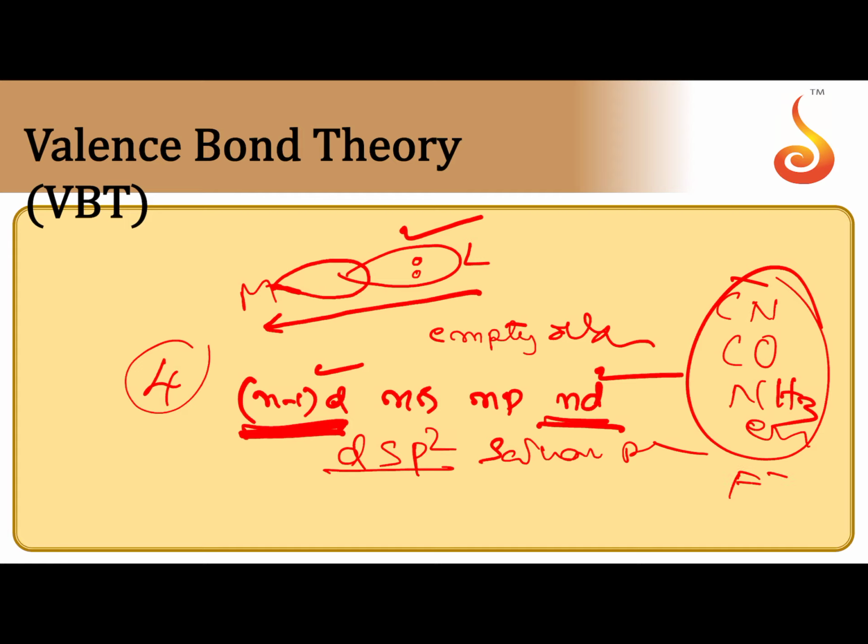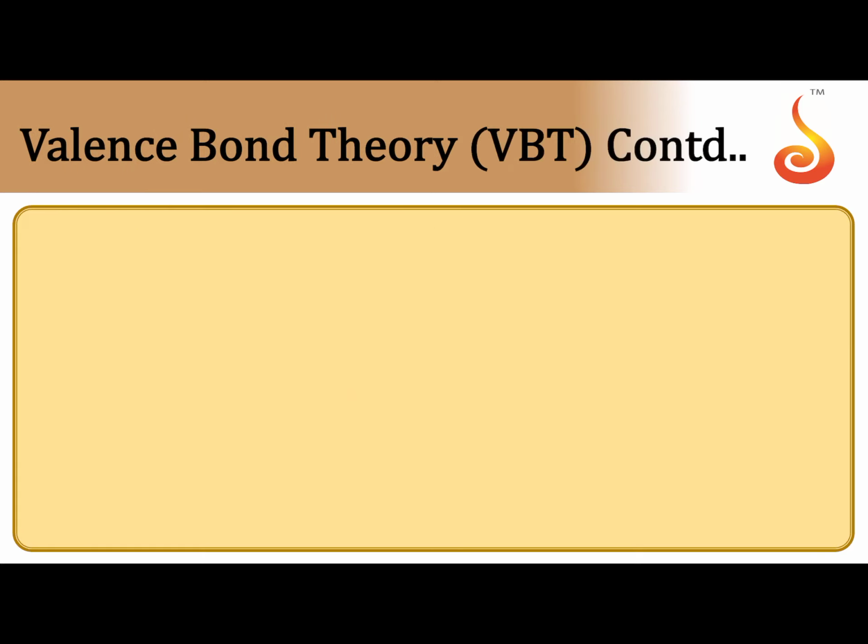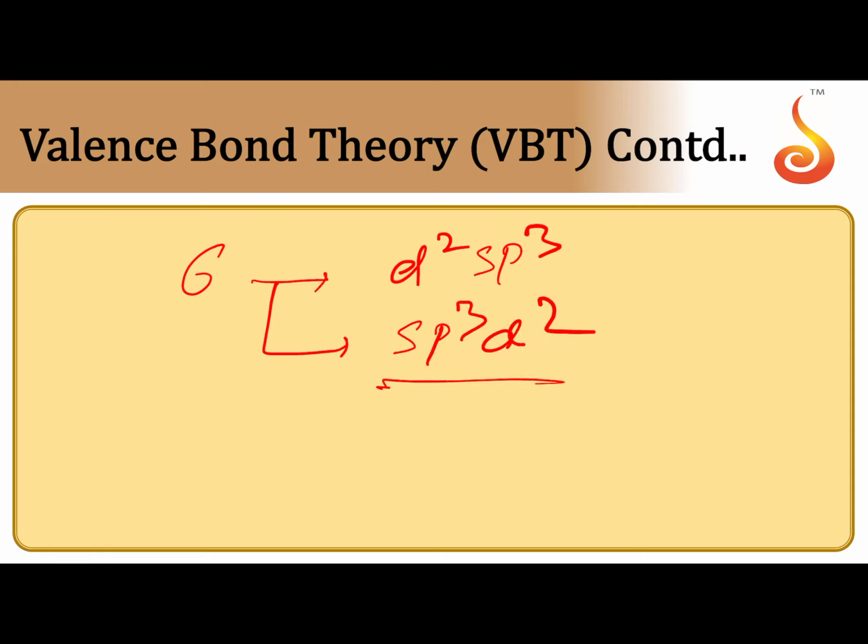If a weak field ligand like F minus is approaching, the ns orbital and 3 p orbitals only are involved in the hybridization, and sp3 hybridization takes place. The shape of the complex is tetrahedral and the bond angle is 109 degrees 28 minutes. If the coordination number is 6, the type of hybridization may be d2sp3, an inner d orbital complex, and sp3d2, an outer d orbital complex. The shape becomes octahedral.